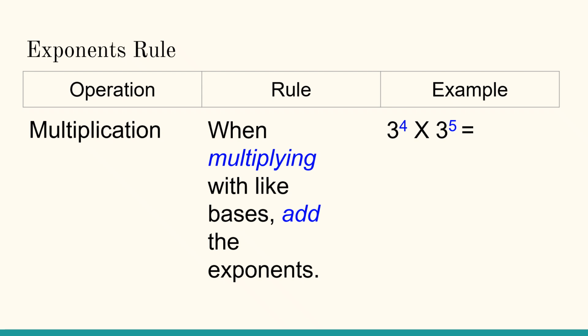So for our algebraic expression, we have 3 to the 4th power times 3 to the 5th power. If we notice, they both have a base of 3. So whenever they have like bases and we're multiplying, we could add the exponents. So the exponent for one of them is 4, and the exponent for the other one is 5. So we're going to add 4 plus 5, and that gives us 3 to the 9th power. Now 3 to the 9th power is 19,683.